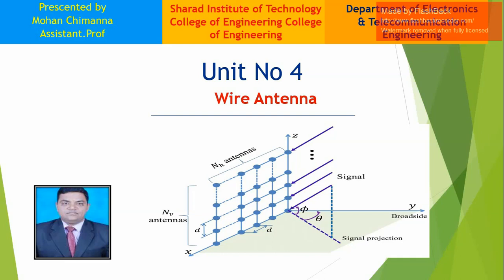Today we are going to discuss the next part of wire antennas. Already we have seen the infinitesimal type of antenna, the small dipole antenna, as well as the finite type of antenna. That part we discussed in the previous lecture, as well as its mathematical equations and how to design an antenna.